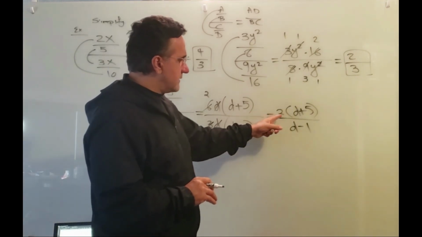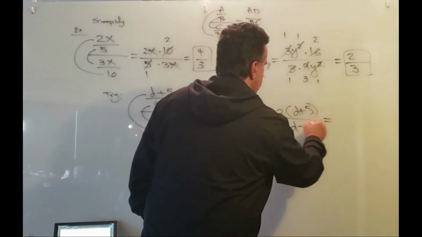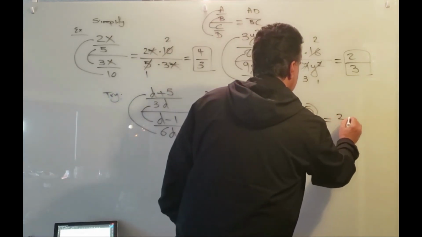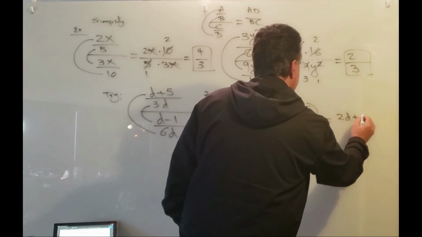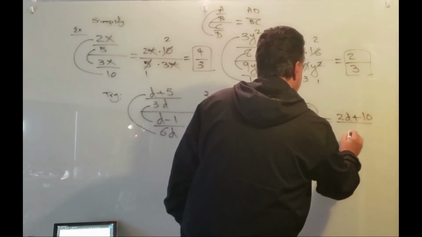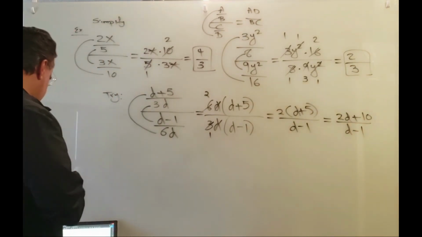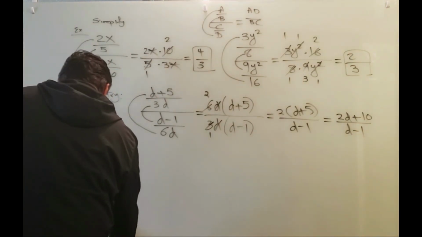You can write the answer like this, or you can go ahead and multiply that 2 in, now that you're sure there's no more canceling possible, to end up with 2d plus 10 over d minus 1. Either one of those two forms is acceptable.